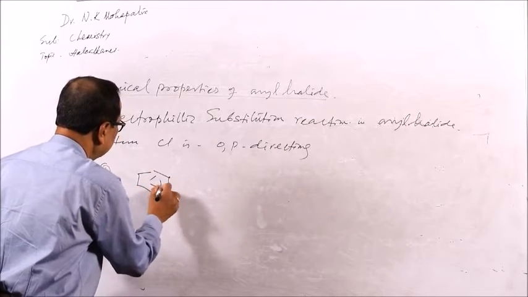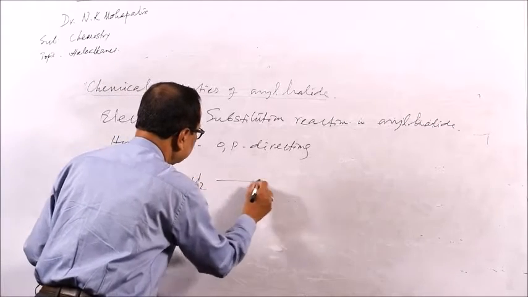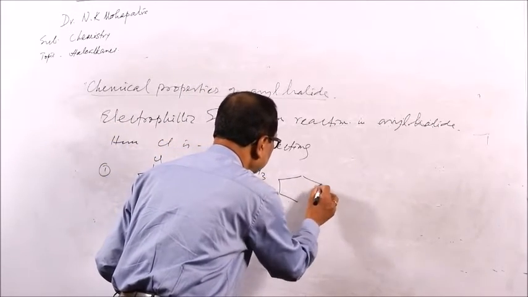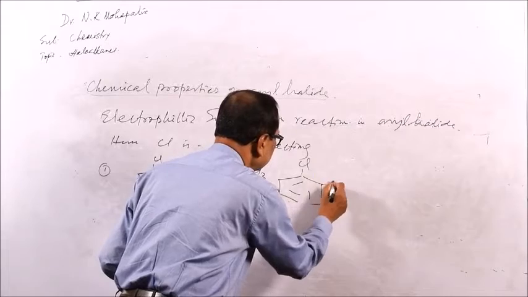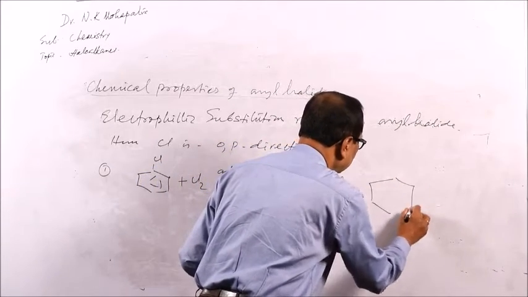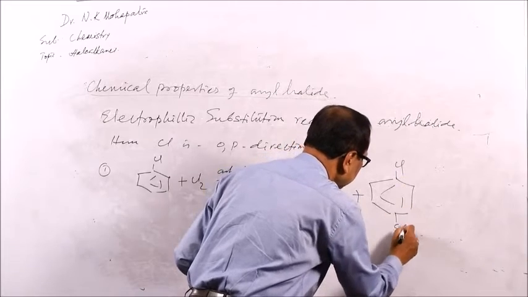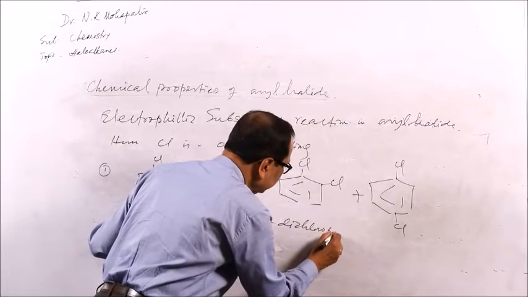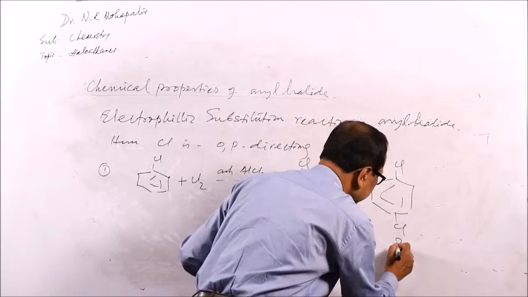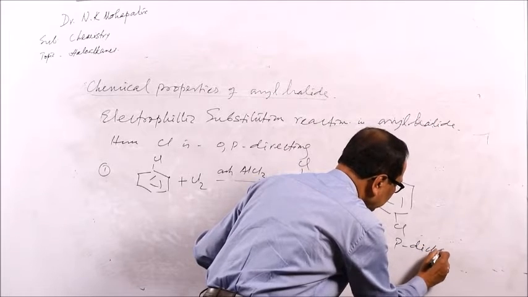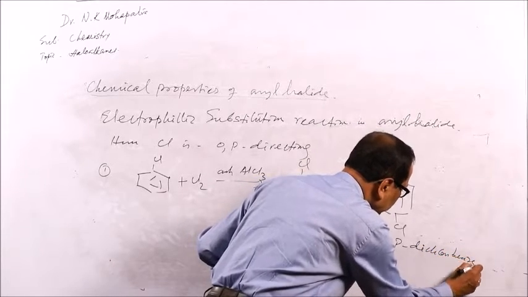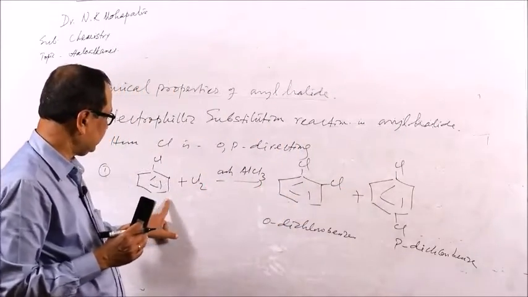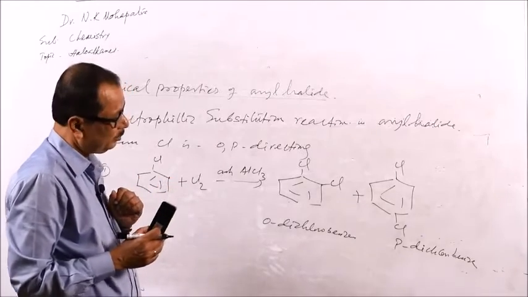For that reason, when chlorobenzene is treated with chlorine in presence of anhydrous aluminum chloride, the product formed will be chlorine plus chlorine. That means this is ortho dichlorobenzene. This is para dichlorobenzene. As I've told you, chlorine is an ortho-para directing group, therefore two types of products will be formed, ortho products and para. The halogen atoms will replace the hydrogen atom on the ortho position and para position.